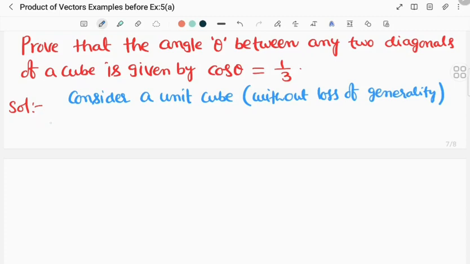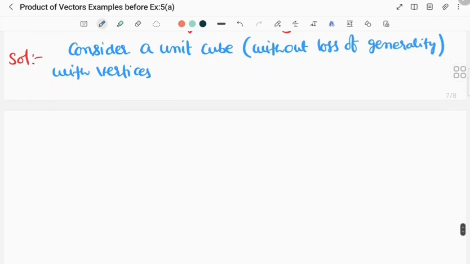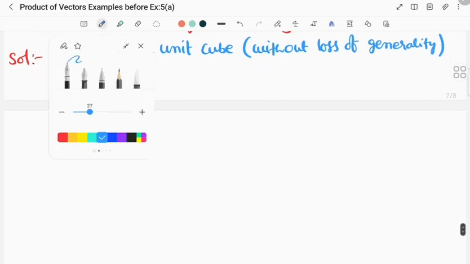Unit cube. Consider a unit cube with vertices. See how I am going to write the vertices. Observe carefully.